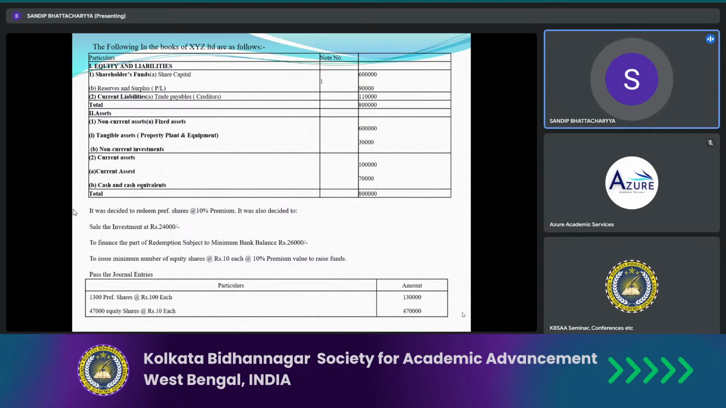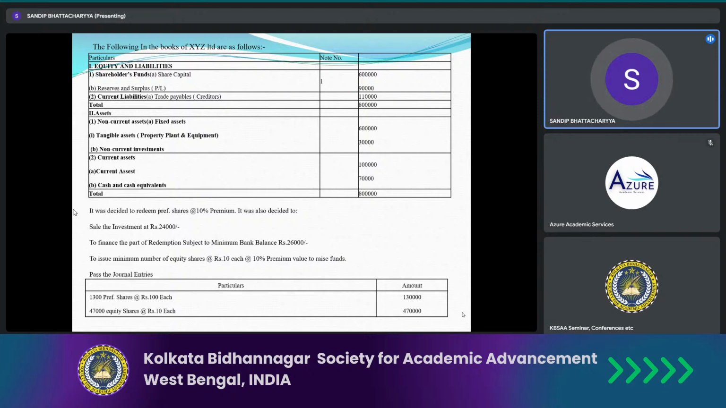Next is the reserve and surplus, and the entire reserve and surplus consists of the profit and loss account. You can see in my slide I have mentioned that it is the statement of profit and loss, that is 90,000. So you are only having rupees 90,000. Second is the current liability, that is the trade payable or creditors, rupees 1,10,000. And the total is rupees 8 lakh, that is 6 lakh 90 plus 1 lakh 10. That is total capital and liability is rupees 8 lakh.